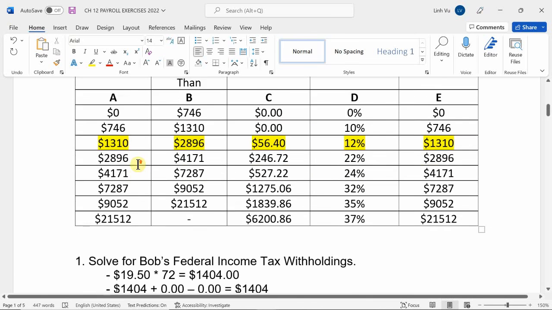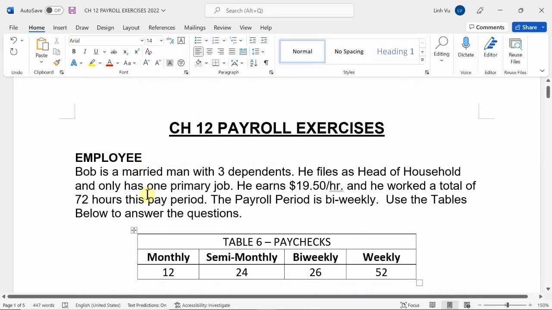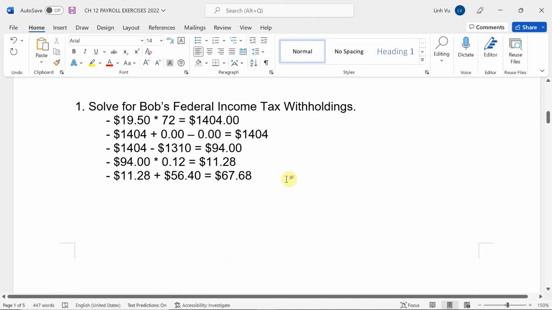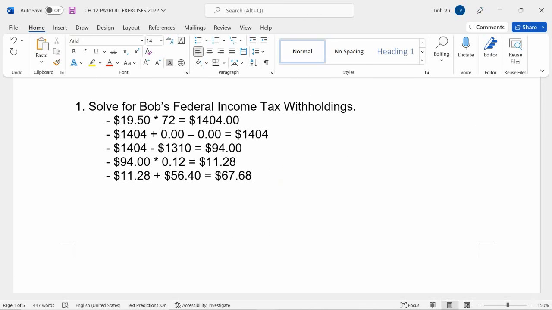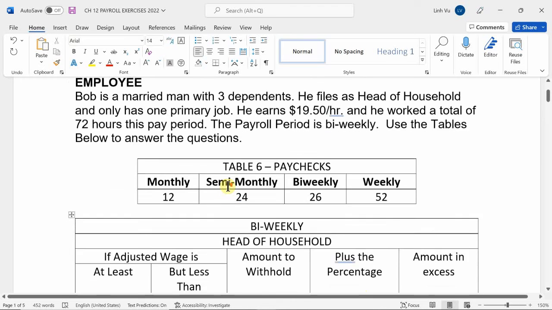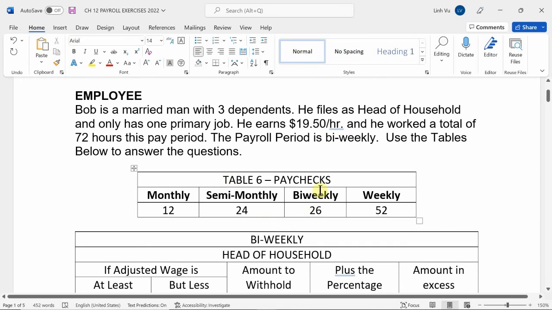67.68. Good. Now, he's claimed all 3 children. He has 3 dependents. So in this case, how do we figure out step 3? How much does each child cost? It's $2,000 per child. So he has 3 of them. So that's a total of $6,000. Now, how many paychecks is he going to earn? 26. He's going to earn 26 because it's a bi-weekly payroll.